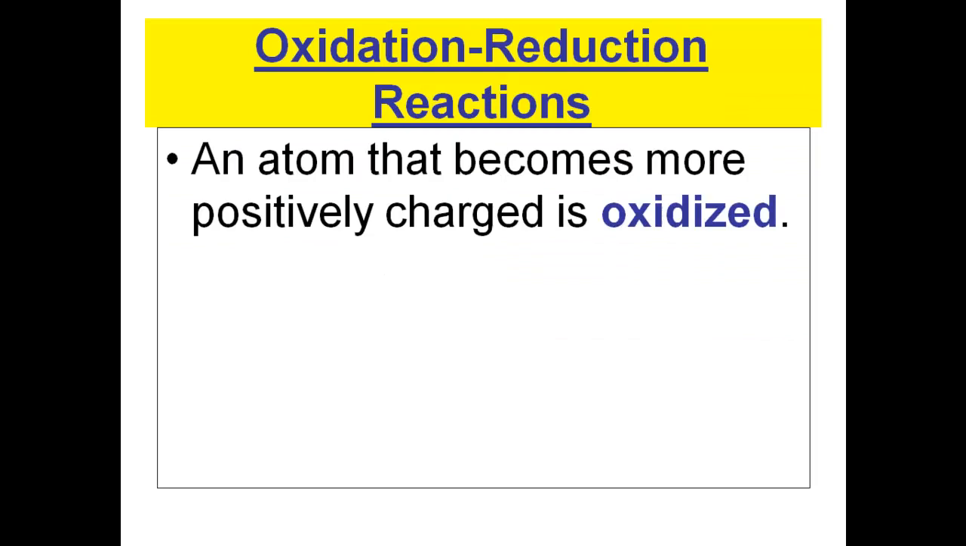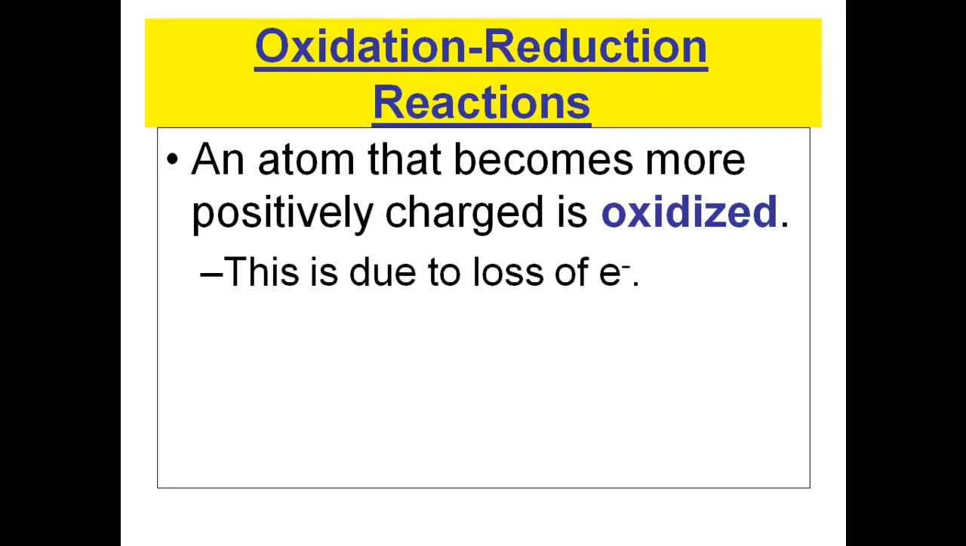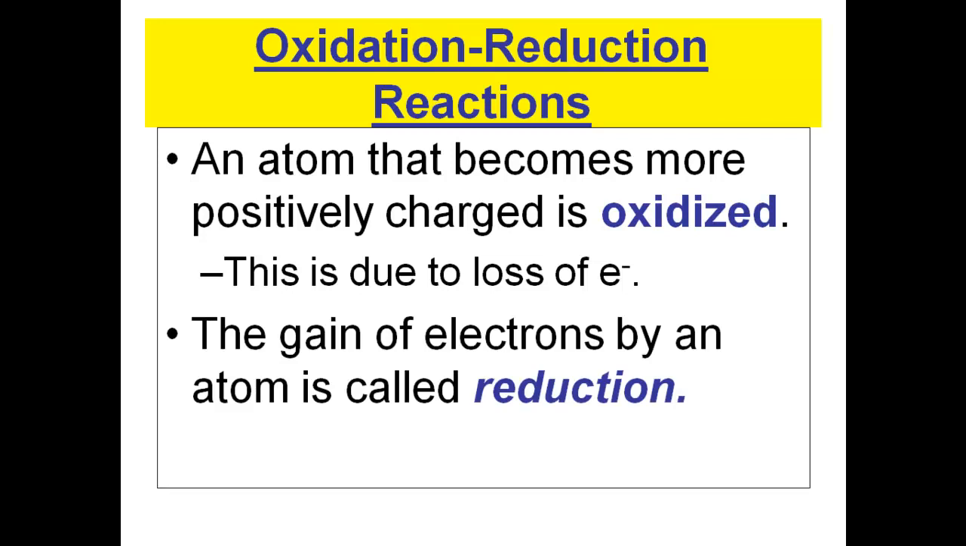Oxidation and reduction reactions are often called redox reactions. An atom that becomes more positively charged is oxidized. This is due to the loss of electrons. The gain of electrons by an atom is called reduction. So it's important to know the difference between oxidation and reduction.